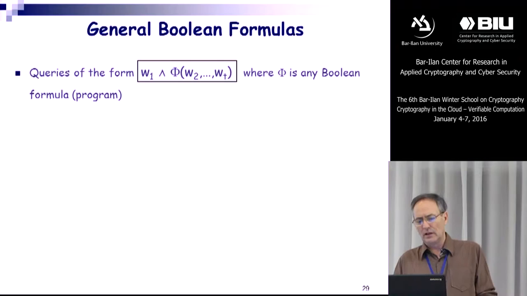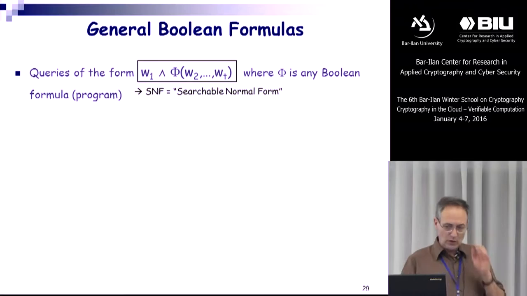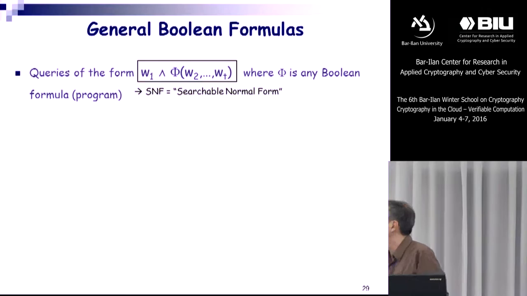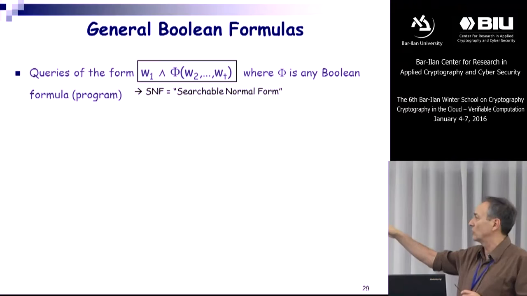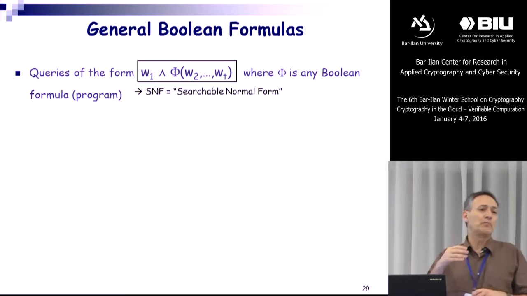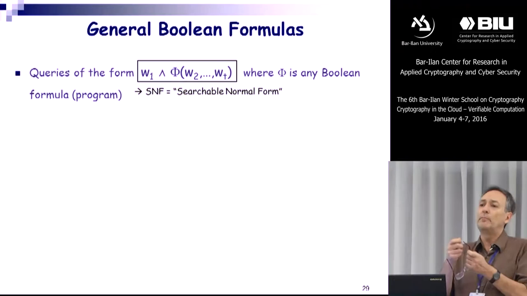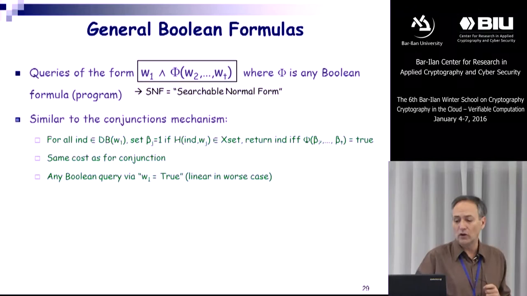Okay, so let's see what other things we can do. We can do Boolean formulas of the form W1 and any Boolean function on W2 to WT, where this phi can be anything, any program that works on Boolean inputs, where the Boolean input of W2 means that you replace W2 with the bit saying whether it belongs or does not belong to a document.